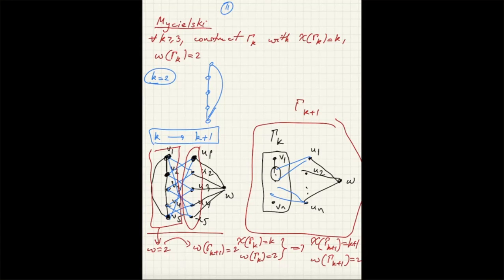Then we have to deal with the chromatic number, to show that the chromatic number strictly increases. Well, the chromatic number of gamma k plus 1 is definitely going to be greater or equal to k because we have a graph of chromatic number k in it. And then the proof is by contradiction. We assume that there is a proper k coloring of this graph gamma k plus 1, and that will force a proper coloring of the graph gamma k using k minus 1 colors, and that's impossible.